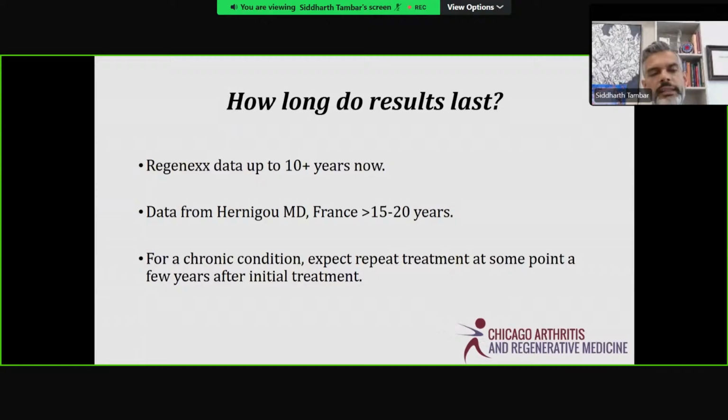How long do results last? Philip Herding has data that goes over 20 years. Regenix has data that goes over 15, almost 20 years now. I still tell people, if you have a chronic condition, expect a repeat treatment at some point. That might be, let's say you get a platelet treatment for moderate osteoarthritis in the knee. Maybe we're repeating treatment in 2 to 3 years.